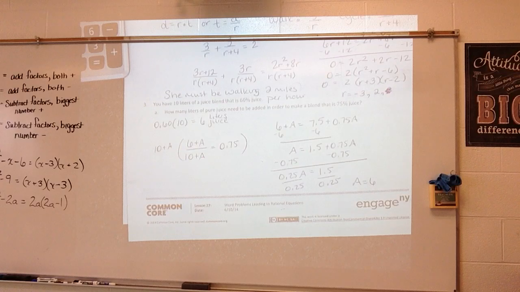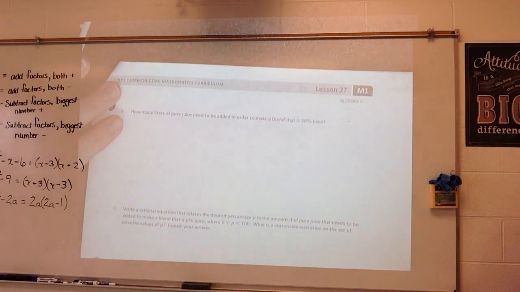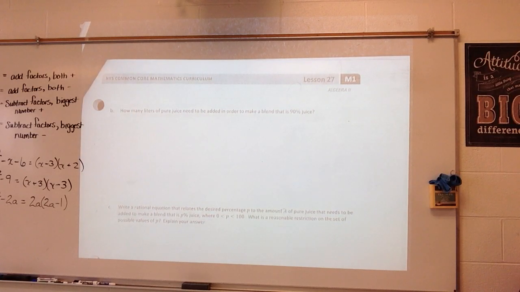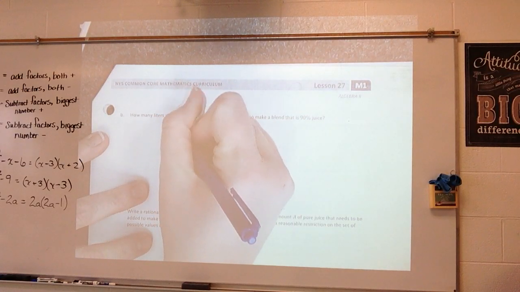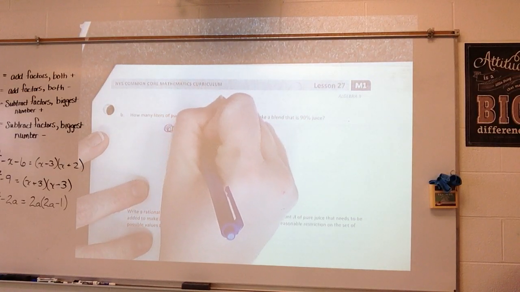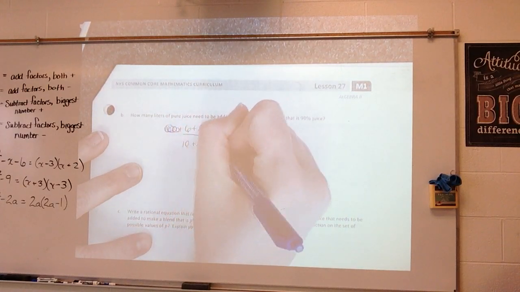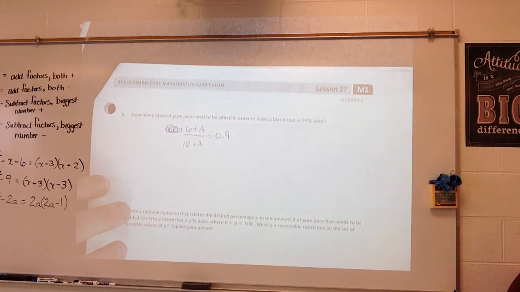So we're going to have 16 liters of a blend that contains 12 liters of juice. Alright, so then I would have a 75% mixture. Alright, how many liters of pure juice need to be added in order to make a blend of 90% juice? We're going to set it up the exact same way. 6 plus A over 10 plus A, and I want it to be equal to 90%.